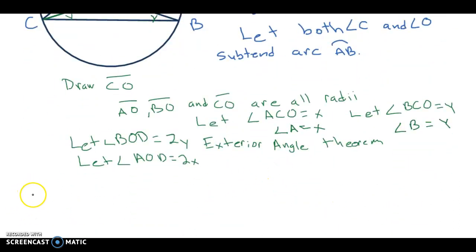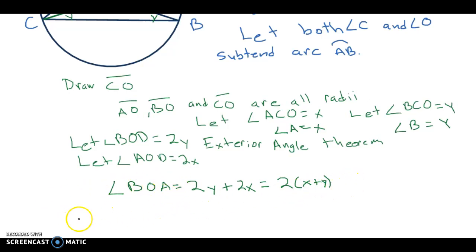That means angle BOA is equal to 2y plus 2x. If we factor that out, we can look at it as 2 times (x plus y). So we have angle BOA equals 2 times (x plus y), but we also know angle BCO was just equal to x plus y. And so we have now seen that this central angle is twice as big as the inscribed angle. And that is the end of our proof.